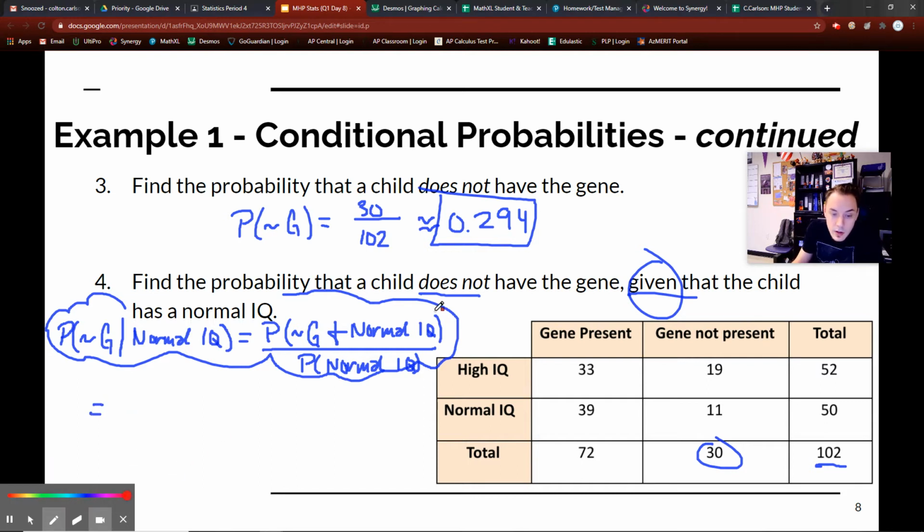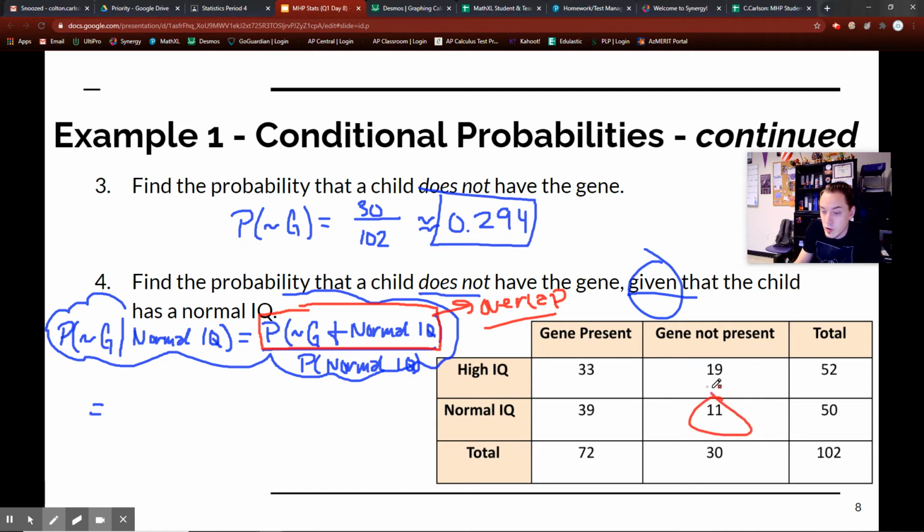So this equals, what is this? Remember, guys, this numerator is what we call the overlap. So where on the table is there an overlap between not having the gene present and the normal IQ? So not having the gene present and normal IQ is that. So I'm going to write 11. And then this is over the normal IQ. What is the total amount of people with a normal IQ? 50. So normal IQ, total amount of people is 50. And this reduces down to 0.22.